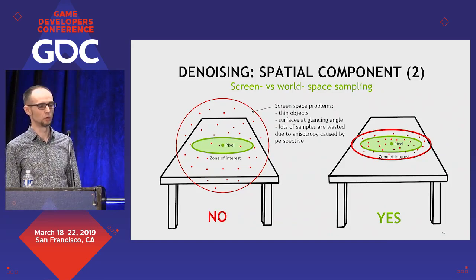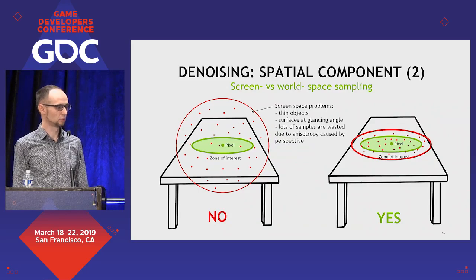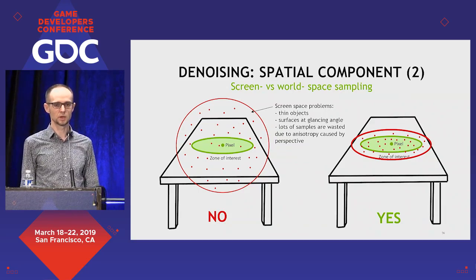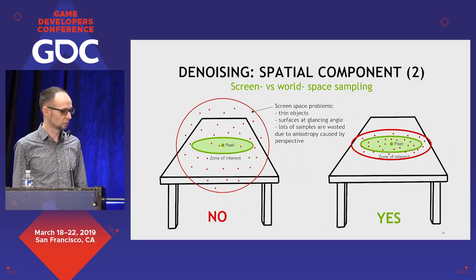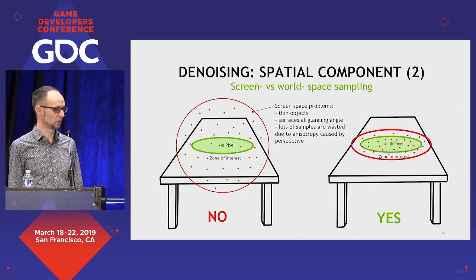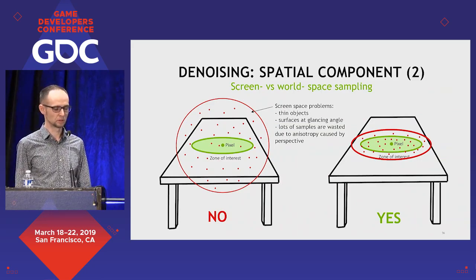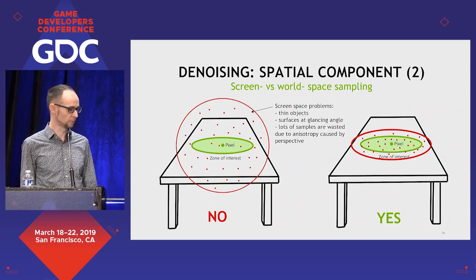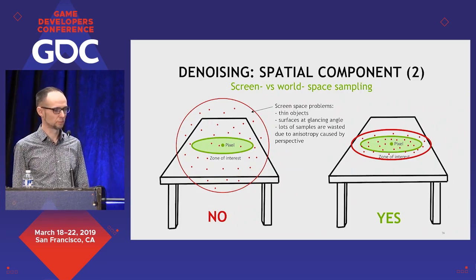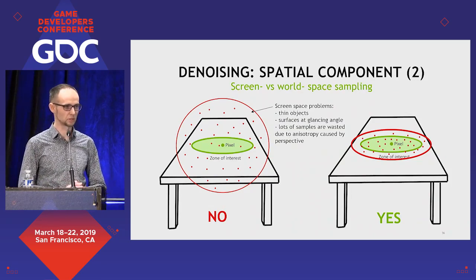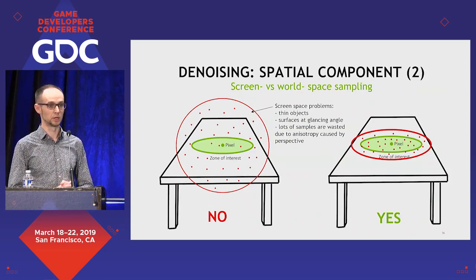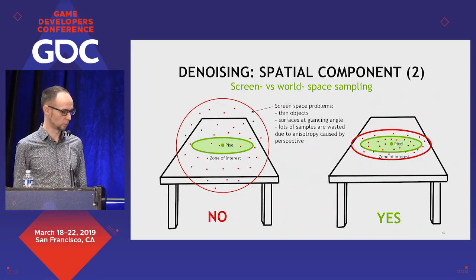Screen space or world space. Probably the most obvious way is to use screen space and just work explicitly on pixels. But it's a bad idea. In practice, it doesn't work well on surfaces at glancing angles due to anisotropy naturally caused by perspective. In this case, a lot of samples will be taken from places which are too far from the point of interest, and as a result, we will be accumulating a sum with almost zero weights. It's not what we want.